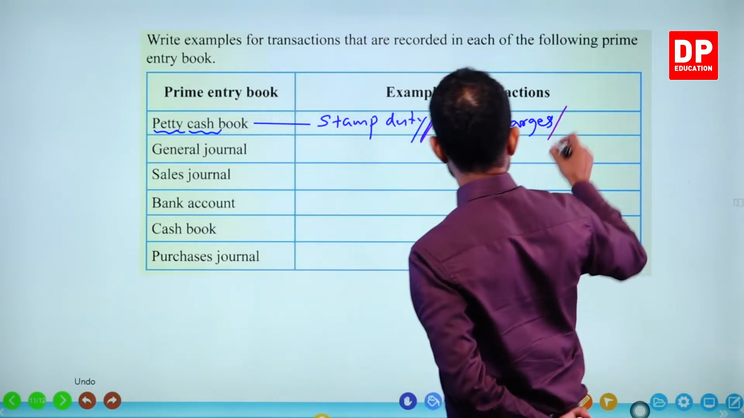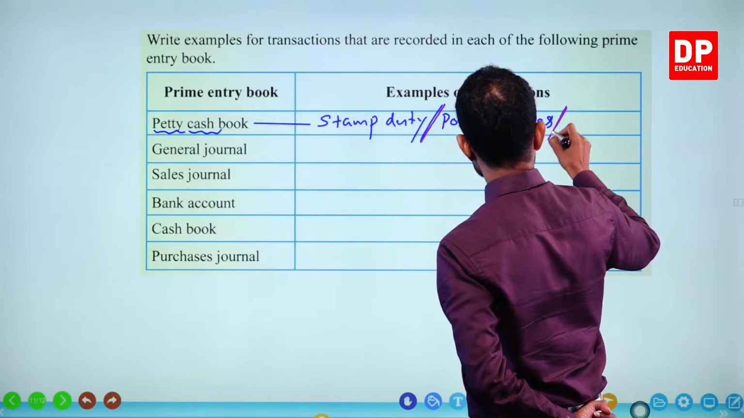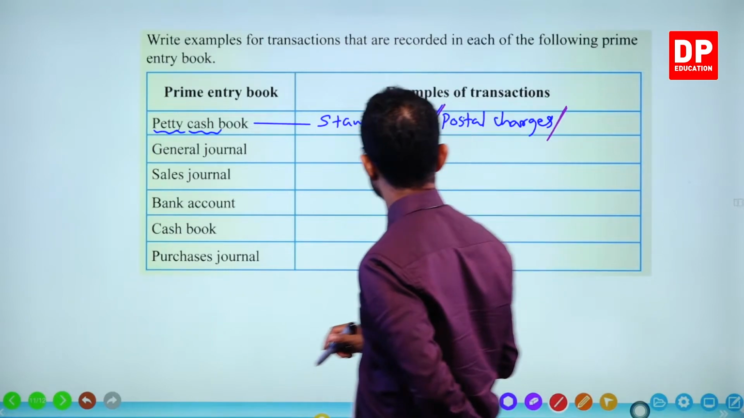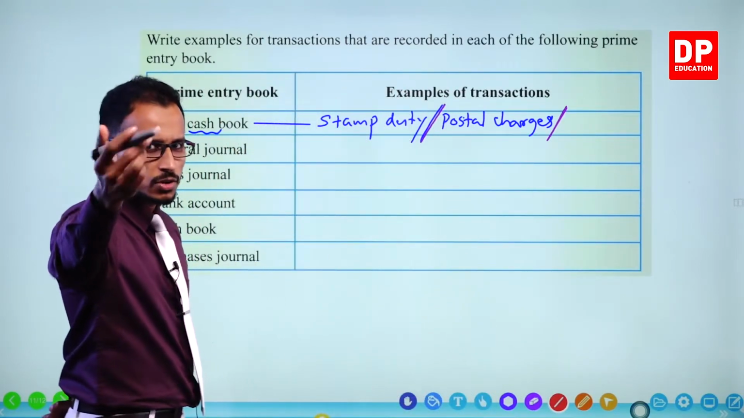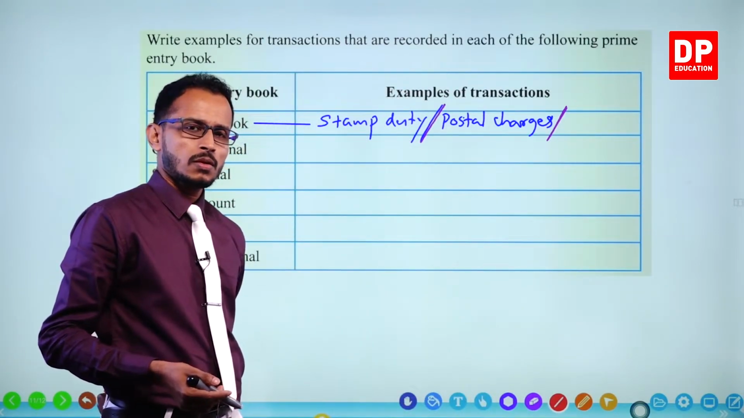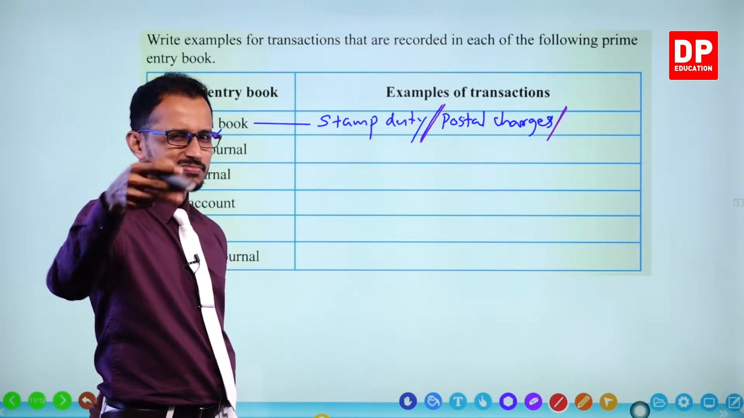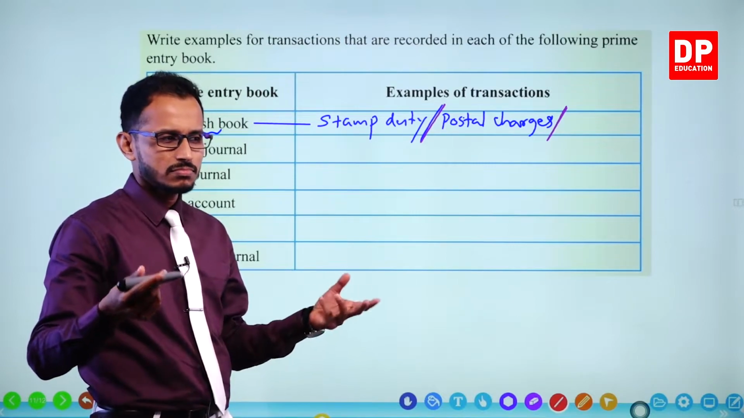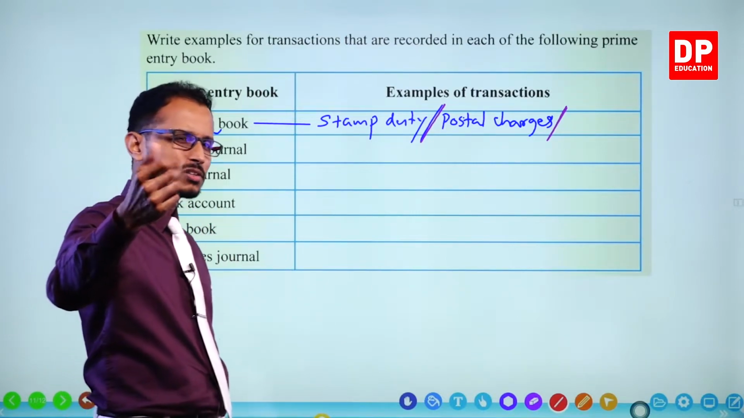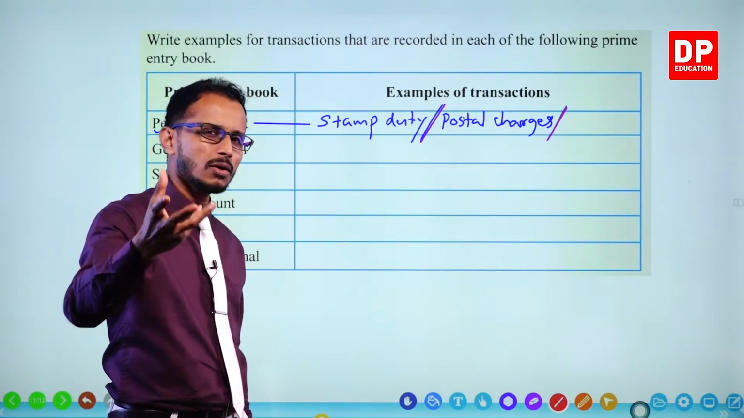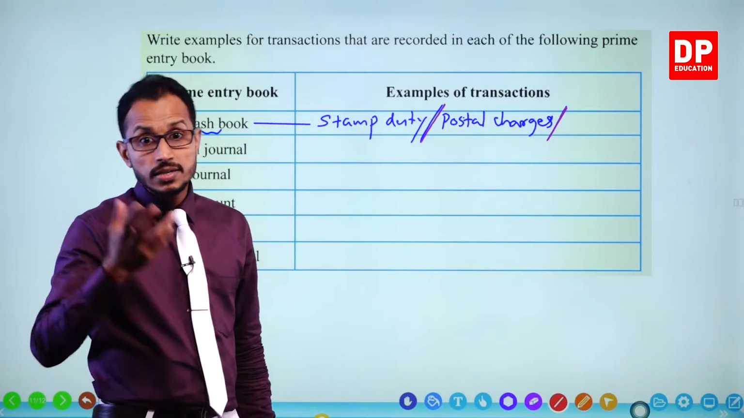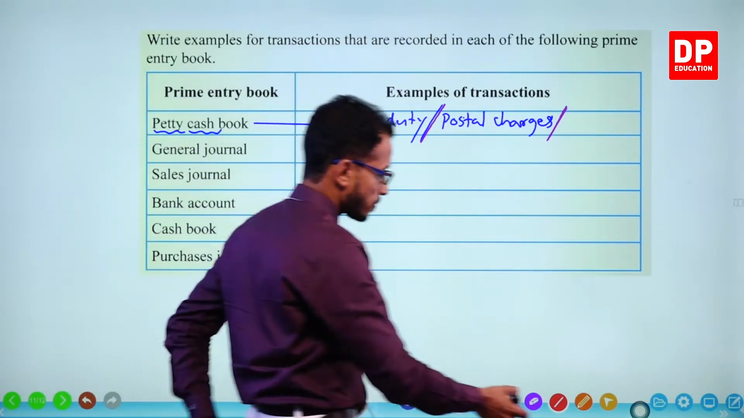Stamp duty or postal charges, and what else? Why don't you tell me one? Yes. Small daily cash payments, which are very small amounts. Tea and refreshments. Okay, good.